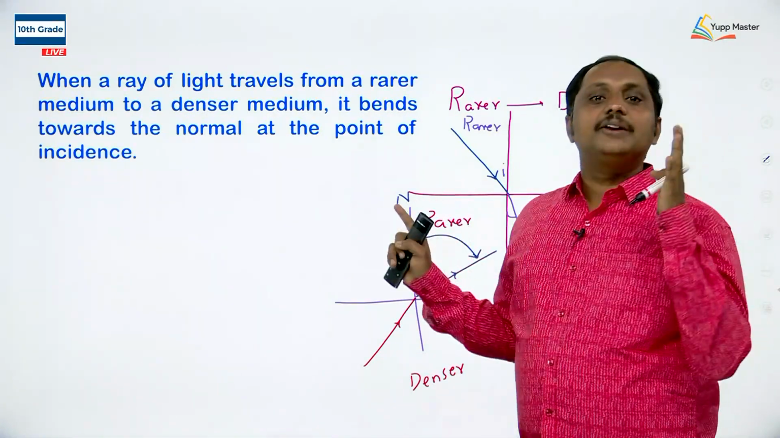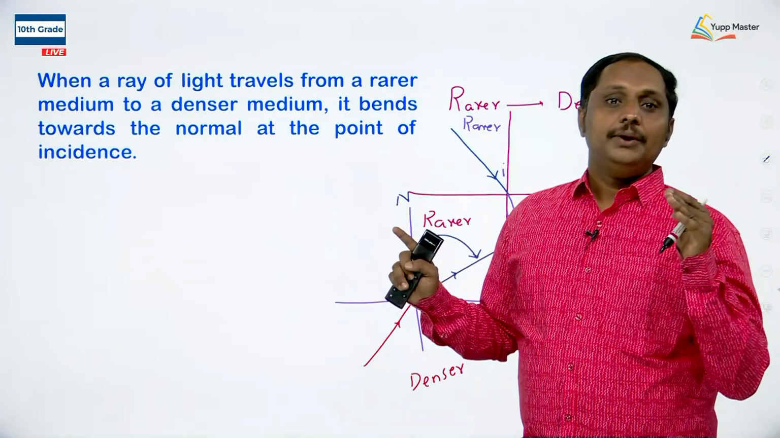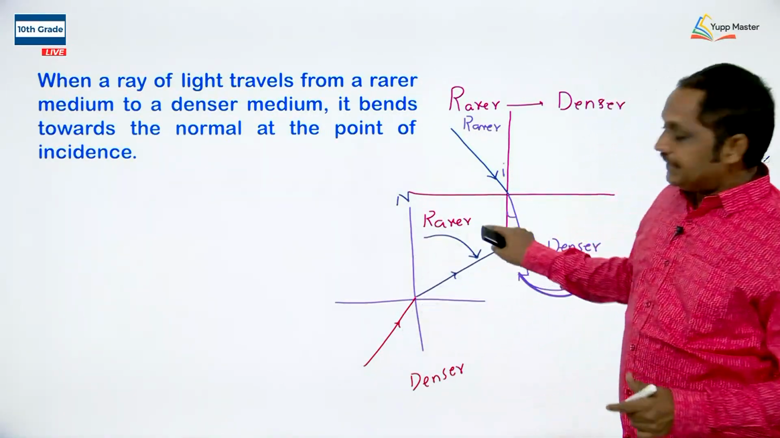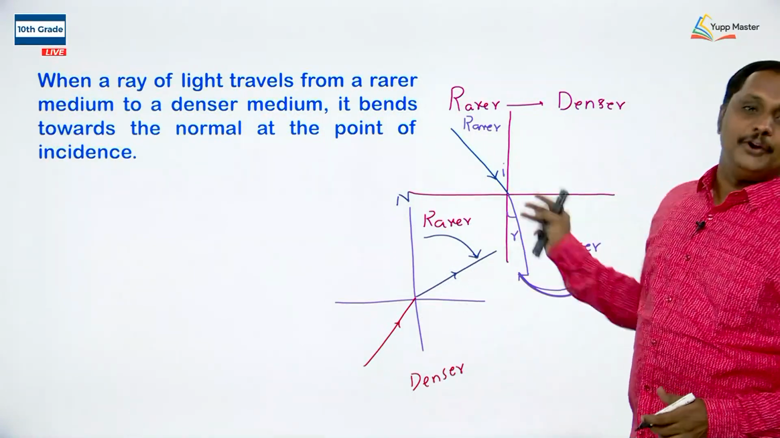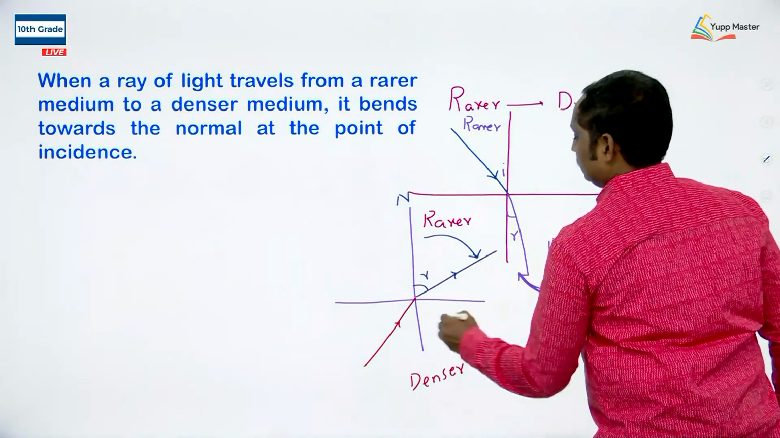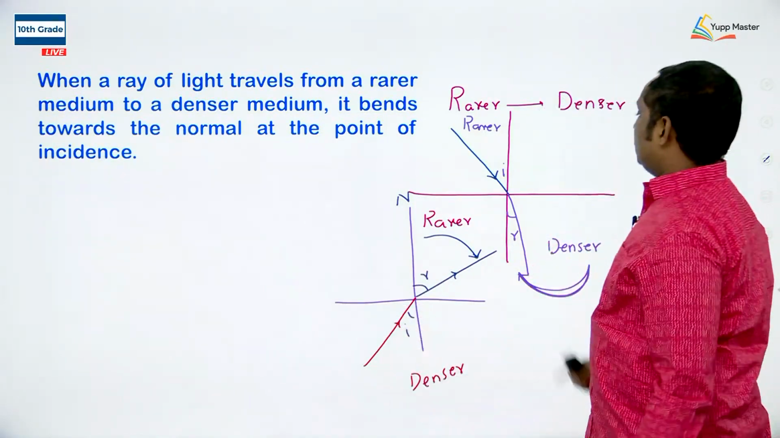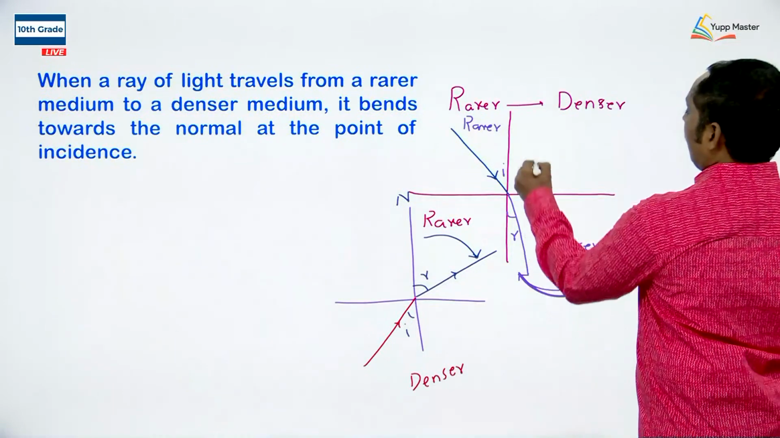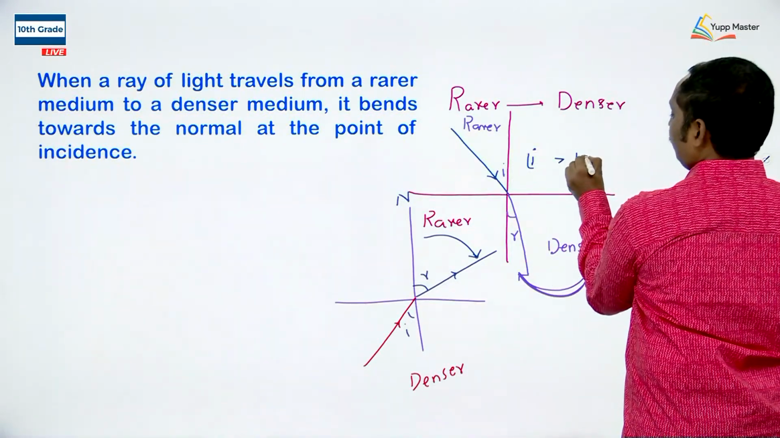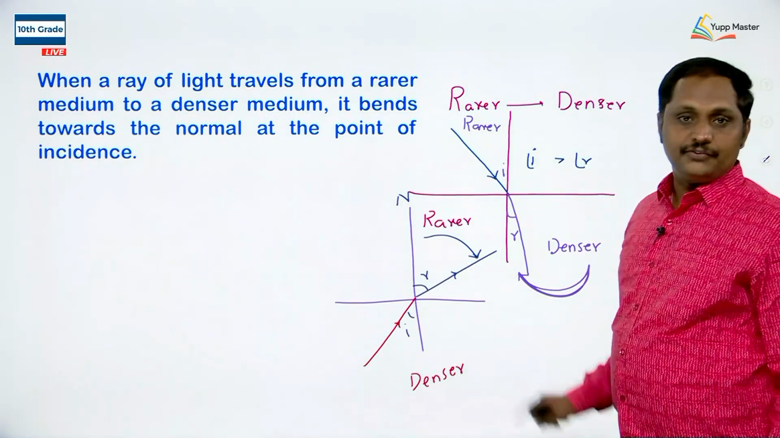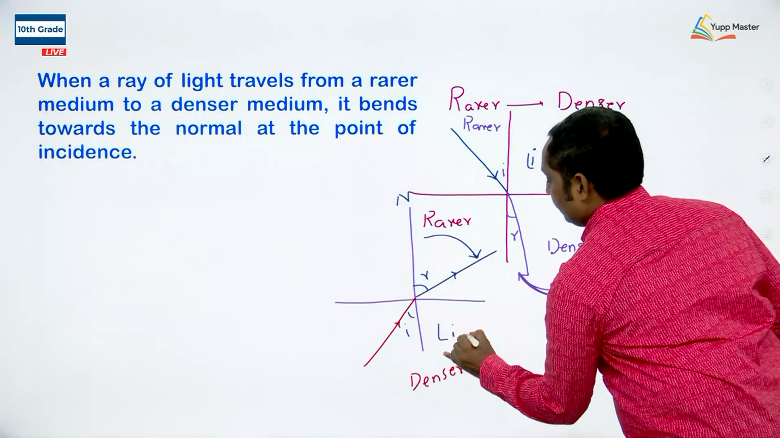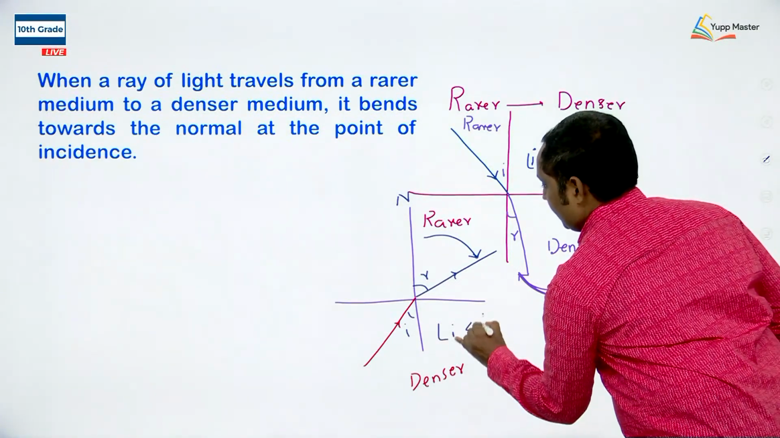In the first case, the refracted light ray moves towards the normal. In the second case, the refracted light ray moves away from the normal. So, what can you understand? This is angle I, and this is angle R. In this case, angle I is greater than angle R. It is very clear. In this case, angle I is less than angle R.